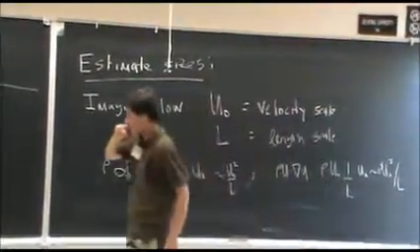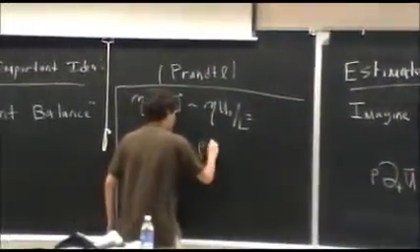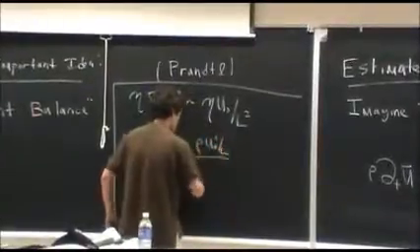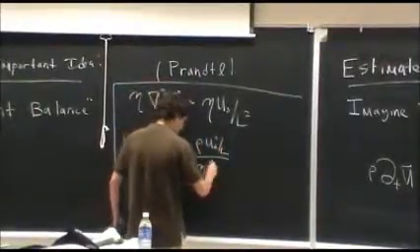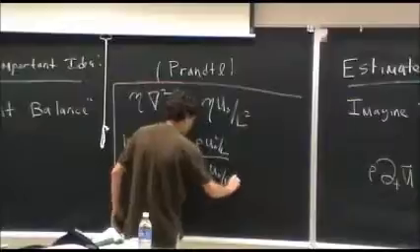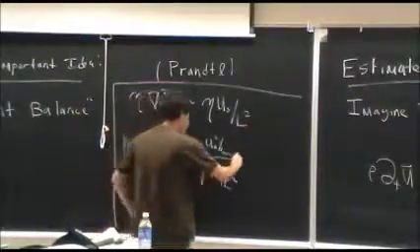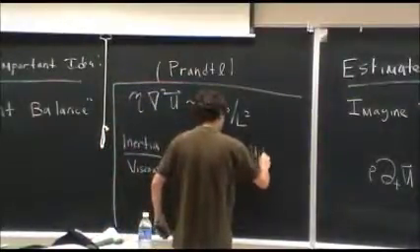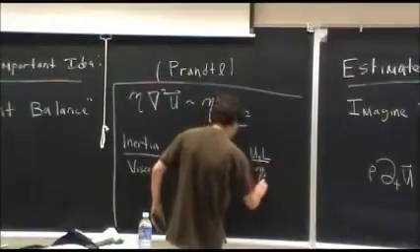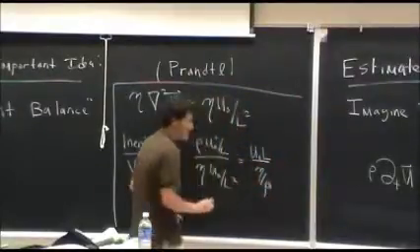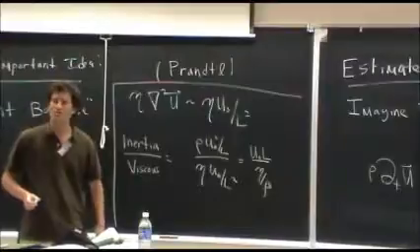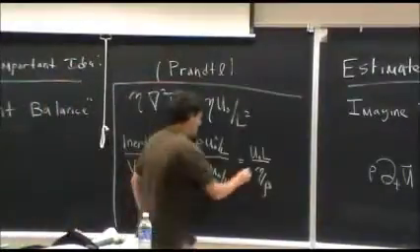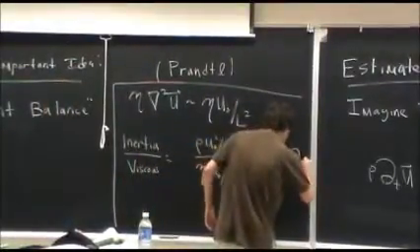Rho. So the inertial terms have the size rho U naught squared over L. The viscous terms have the size eta U naught over L squared. And this ratio, when you work it out, is U naught L over eta over rho. And this is a famous number, which is called the Reynolds number.